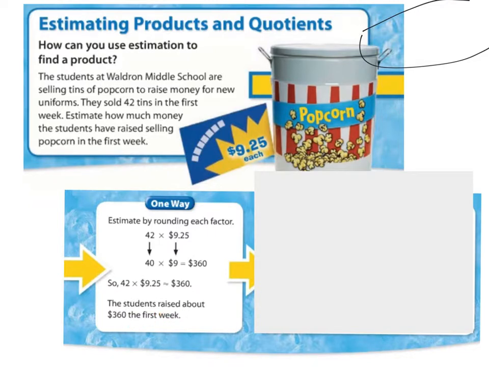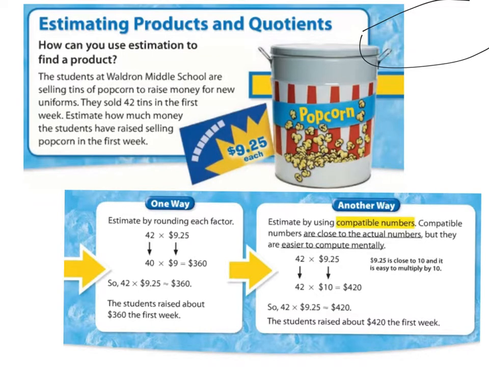That's one way. The second way over here, in my opinion, requires more thought, but it can pay off big time if you understand what I'm saying. Estimate using compatible numbers. There's a slide right after this which will have this for vocab notes, so don't worry about it right now. Compatible numbers are close to the actual numbers, but they are easy to compute mentally. So we have 42 times $9.25 that we got from up here.